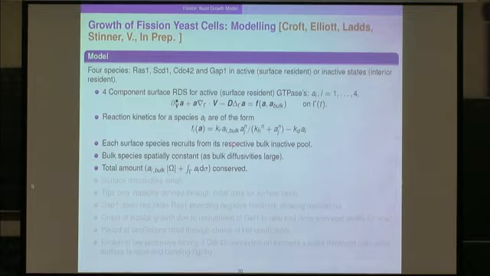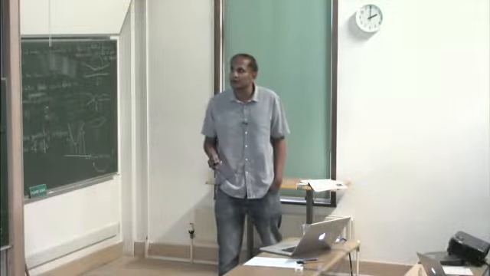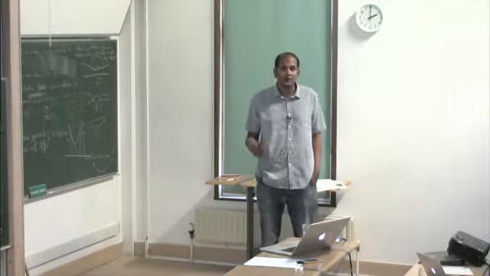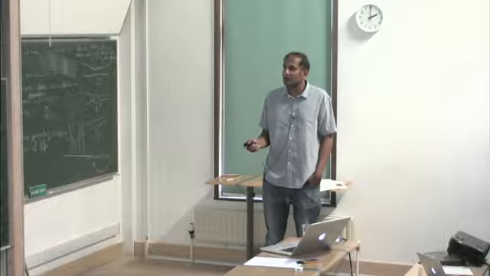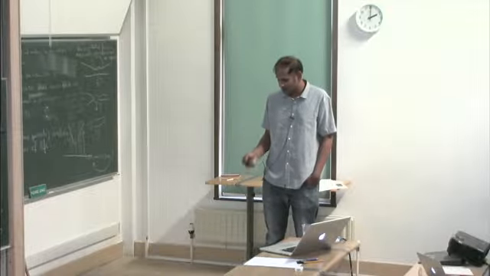So we have recruitment from a bulk pool of each species that is enhanced by or activated by one of the other species. And we have decay back into the bulk. I'm going to assume that on the timescales I'm interested in, bulk diffusion is fast, and so I can treat the bulk species as spatially constant. And the modeling is such that the total amount, bulk plus surface, is conserved.